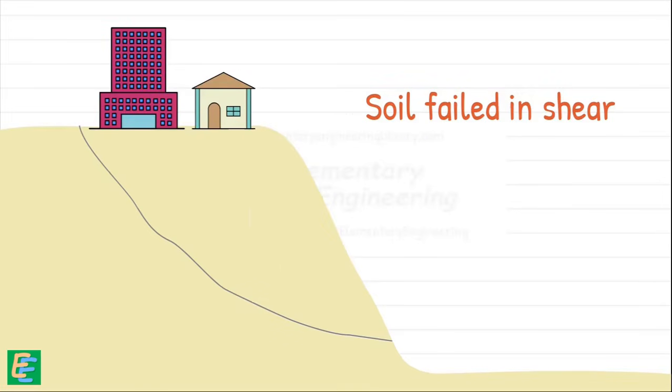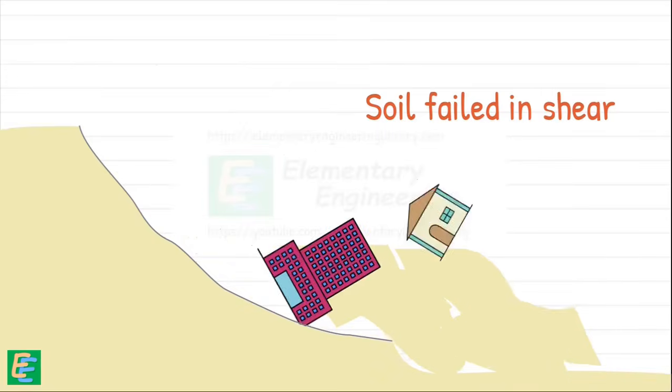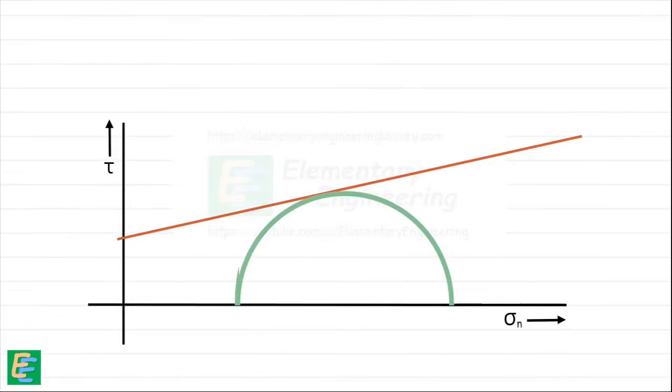Once the soil has failed, it cannot be stressed further because it will not take any additional stress and will collapse. Therefore, any Mohr circle that crosses the Mohr envelope cannot exist, as it would imply that the soil has already failed.